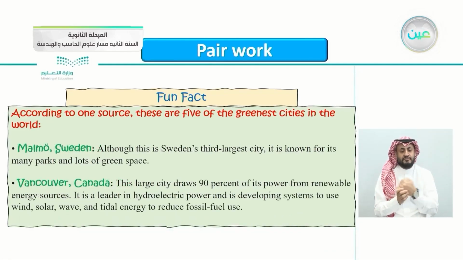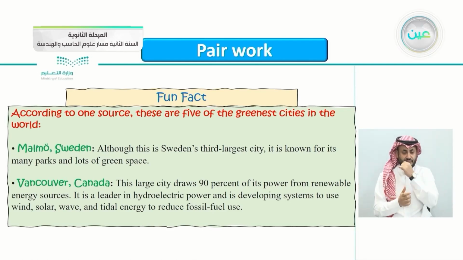Also here, Malmö in Sweden, although this is Sweden's third largest city, it is known for its many parks and lots of green spaces. Notice that all of these cities have parks in them. The last one is Vancouver, Canada. This large city draws 90% of its power from renewable energy sources. It is a leader in hydroelectric power, and it's developing a system to use wind, solar, wave, and tidal energy to reduce fossil fuel use.